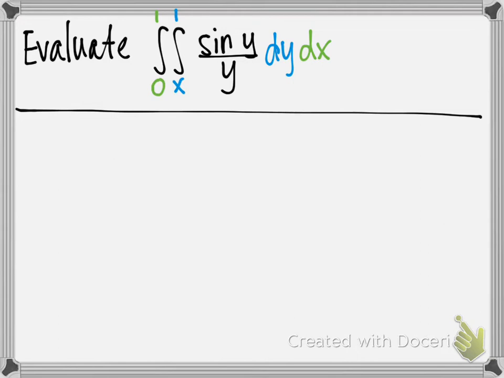In this example, we're going to evaluate this double integral. So to start, we always look at the inside integral first. In that case, we'd be looking at the integral of sine of y over y with respect to y. If you look at this a little closer and you try some of the techniques you've learned from Math 12, you'll soon discover we can't actually do that inside integral analytically.